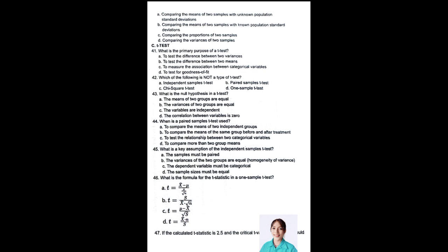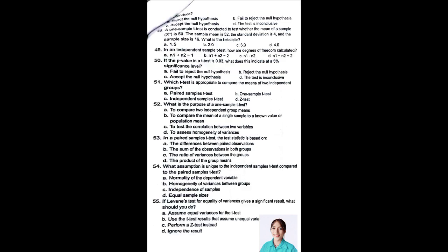Number 47. If the calculated t statistic is 2.5 and the critical t value is 2.0, what should we conclude? Based on the statement, we conclude to reject the null hypothesis, which is option A.